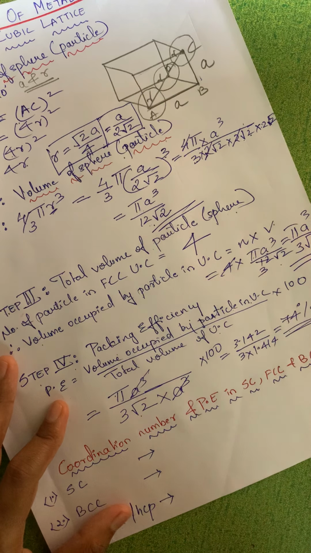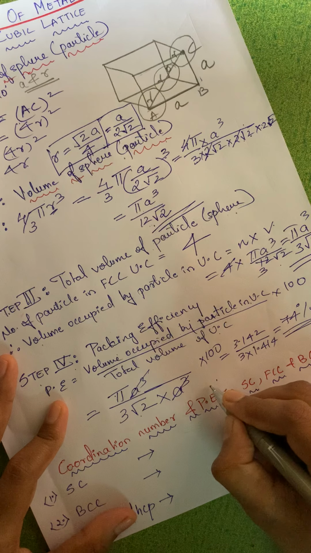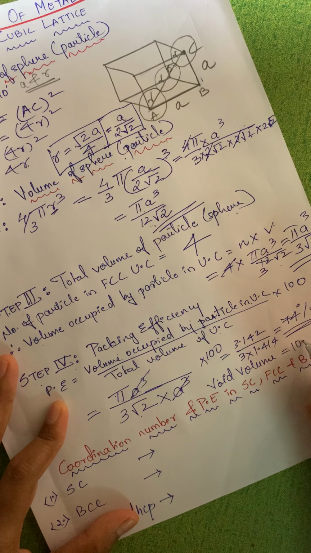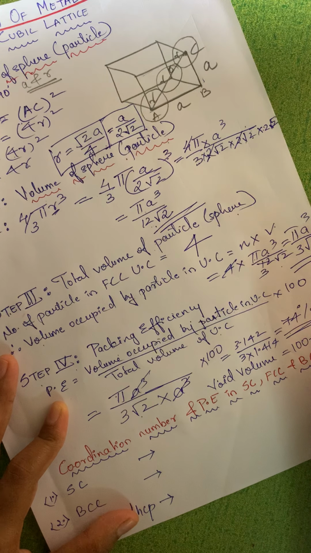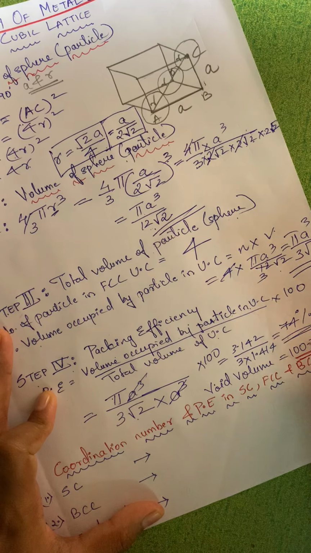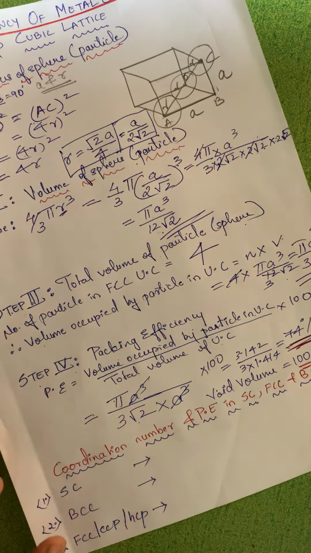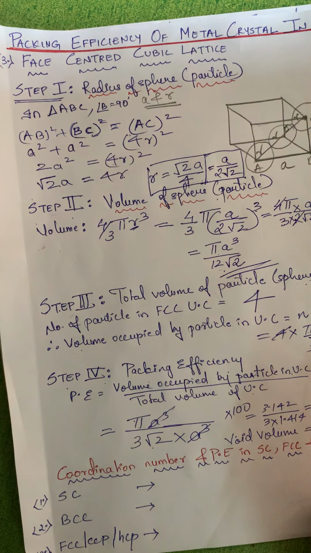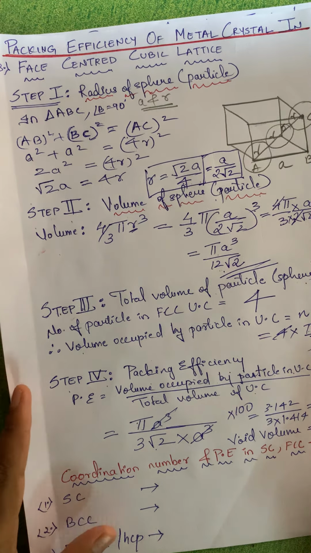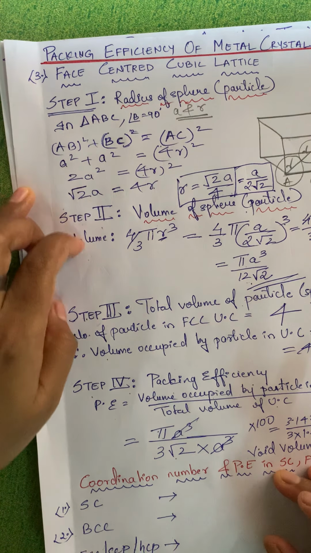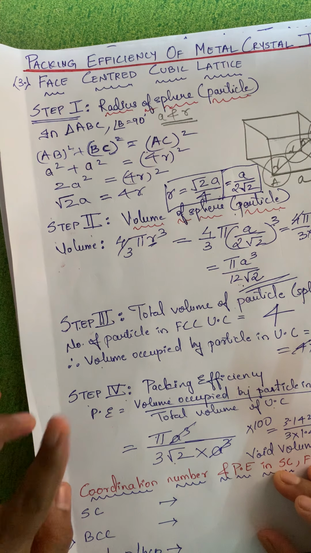Okay, so this thing is the value over here. So what will be the void volume? Void volume is nothing but equal to 100 minus 74, that is equal to 26%. Okay, so this you have to understand. This is a simple calculation. If you have understood the simple cubic structure, and if you know the relation between a and r, you can solve this yourself and afterwards check the answer.